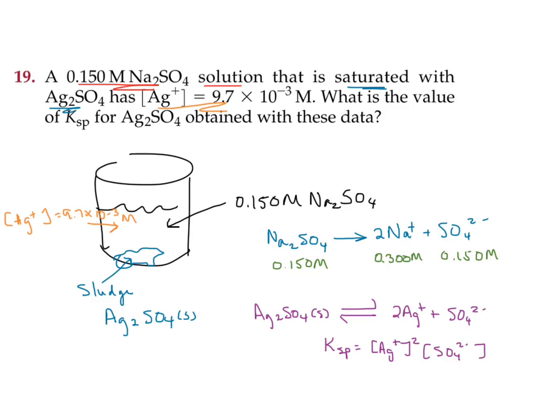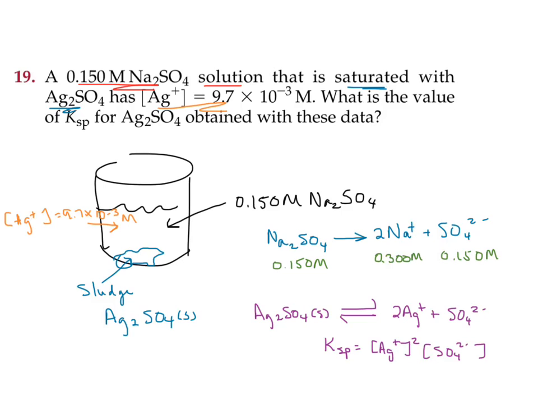Notice in the problem, I showed you in orange, the other important thing about the problem is it gave you the molar concentration of the silver ion that's running around there in solution. Okay. So the question, I haven't said what the question is. The question is, what is the value of KSP in this situation for silver sulfate using this information?